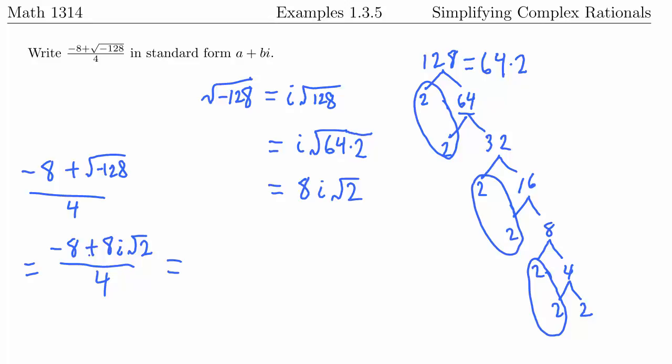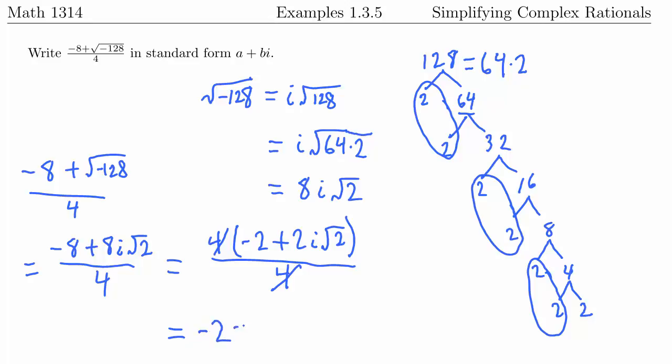So what I'm going to do is in the numerator, I'm going to factor out the 4. That leaves me with -2 plus 2i square root of 2 all over 4. Notice the 4 and the 4 cancel, and that leaves you with -2 plus 2i square root of 2. There's your answer.